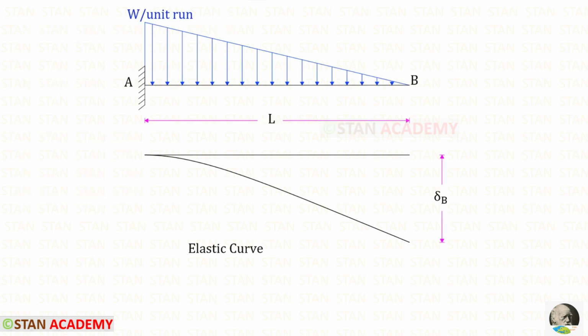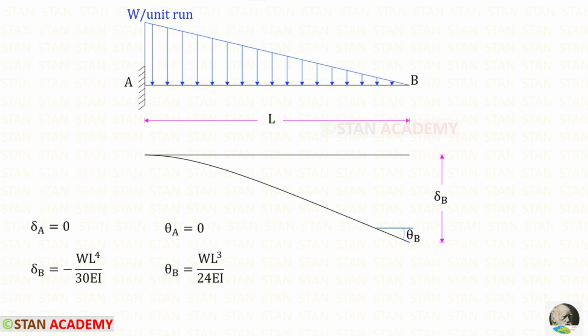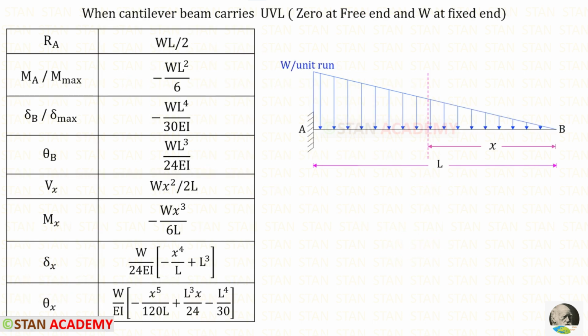This is the elastic curve. Since there is a fixed support in the point A, in the point A, there will be no deflection and slope. In the point B, we have found the deflection and slope. This is the summary of what we have done.